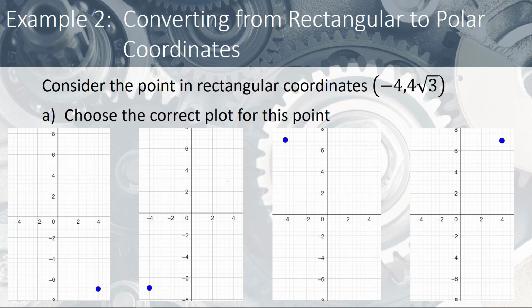Okay, for our next trick, we are going to be given a pair of rectangular coordinates, and then we are going to choose the correct plot, and then we are going to find two polar coordinates that actually represent the exact same point. Now, the first part's pretty straightforward. We are going to go -4 in the x direction, and then +4 root 3 in the y direction. That would be a point here. And the graph that displays such a point is this graph right here. So that's our answer.